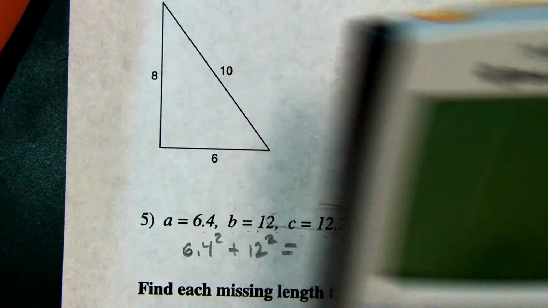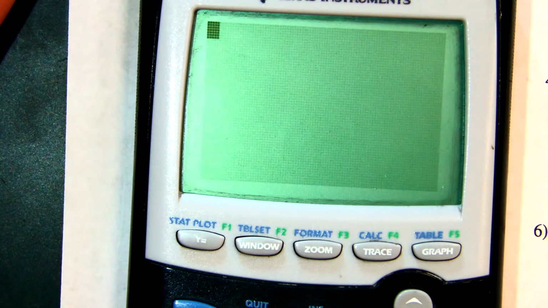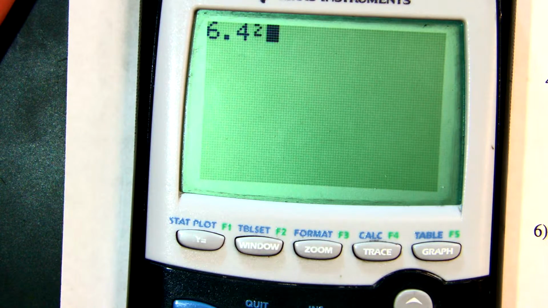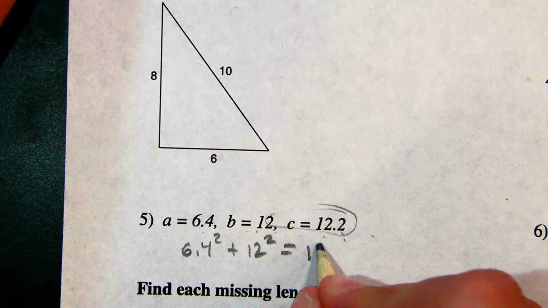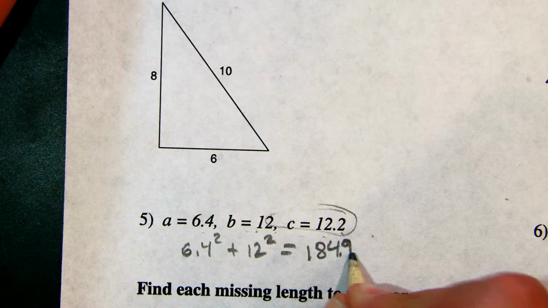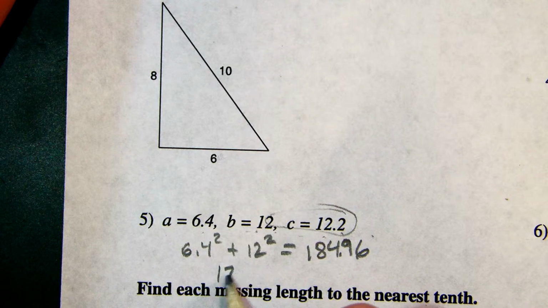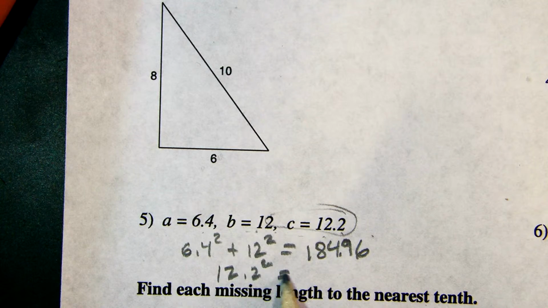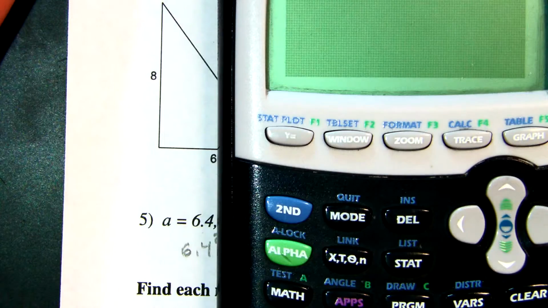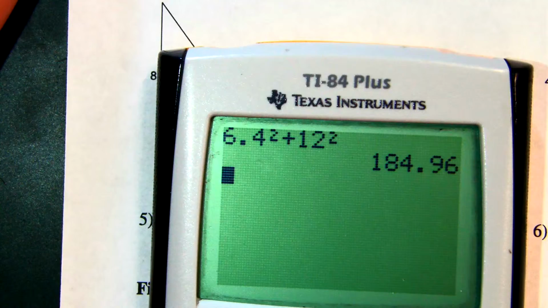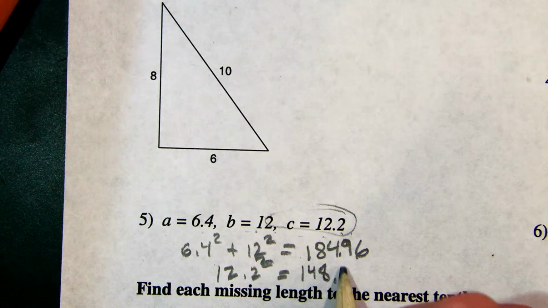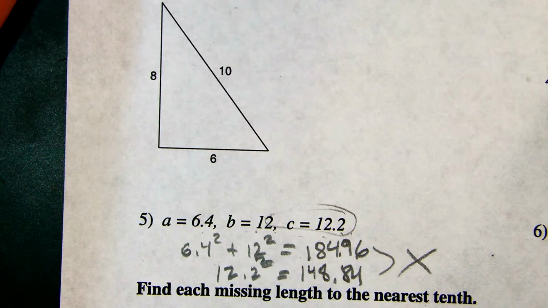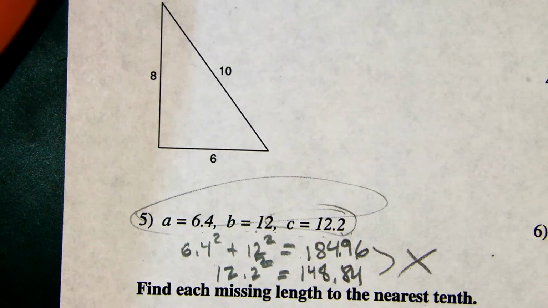And I'll do that in the calculator. I get 184.96. And then I'll figure out what 12.2 squared is. Back to my calculator. 148.84. Okay, so clearly those are not equal, so this is not a right triangle.